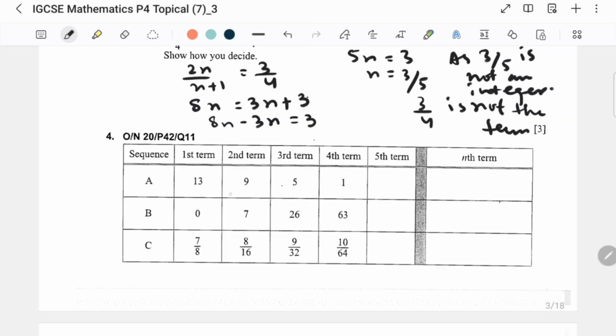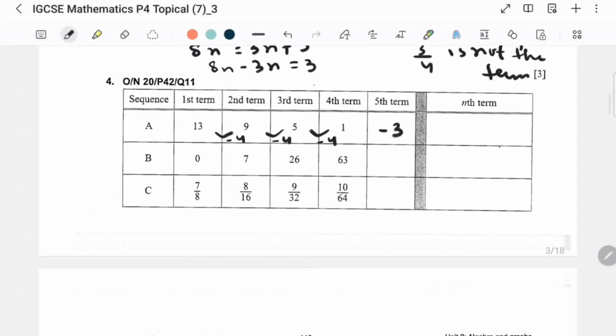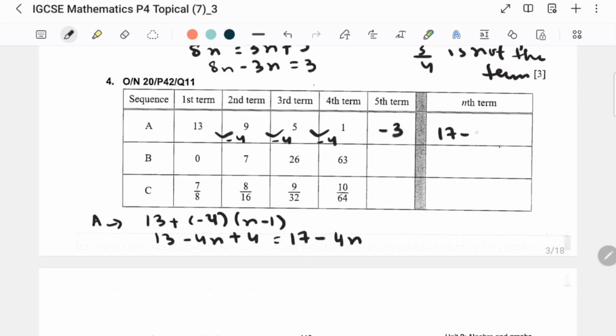So that is again 9 minus 13 is minus 4. Difference is minus 4. 1 minus 5 is minus 4. And then 1 minus 4 is minus 3. So for the nth term, a plus d(n minus 1), that is equal to 13 minus 4n plus 4, that is equal to 17 minus 4n.